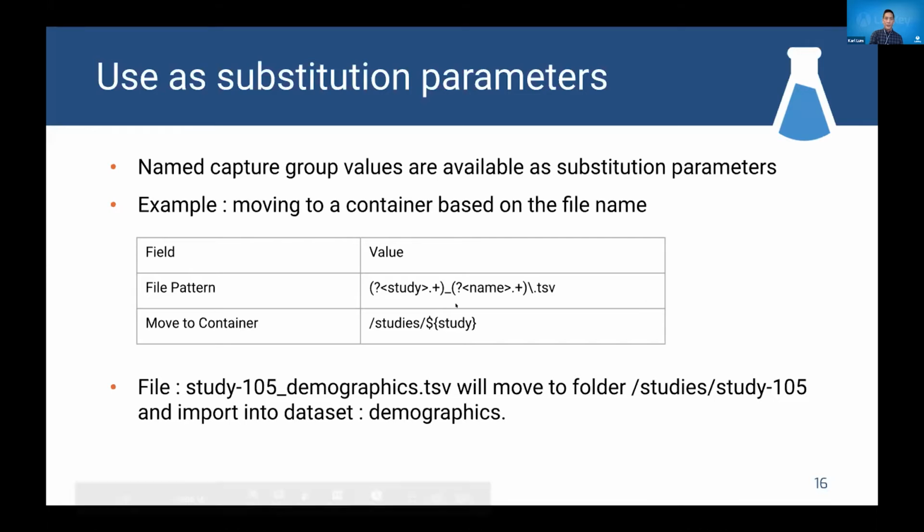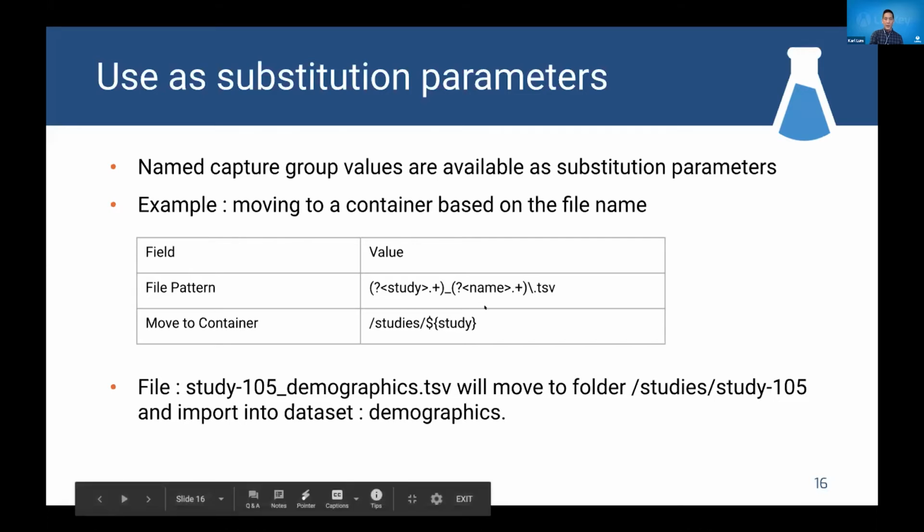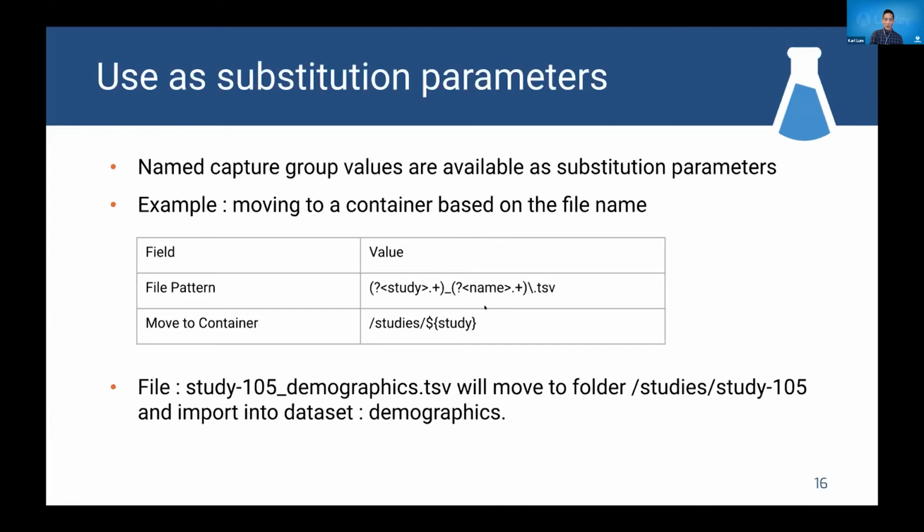If we look at this example, we have two name capture groups. The first part we're calling study, and the second part is name, which, as we talked about in the previous slide, you can use to bind to either a list or a dataset.